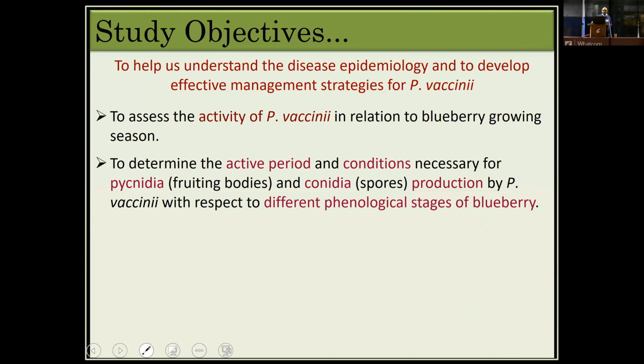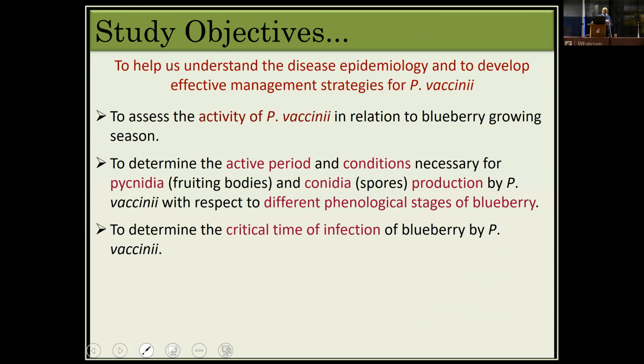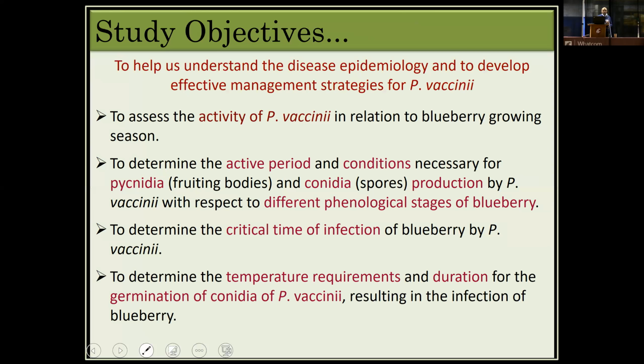The second objective is to determine the active period when pycnidia are produced and spores are released, and what conditions induce pycnidia formation and spore release. The other objective is to determine the critical time of infection of blueberry plants. When we see the pycnidia on the plant and the spores being released, what is the critical time of infection, and what are the temperature requirements for the spores to germinate?